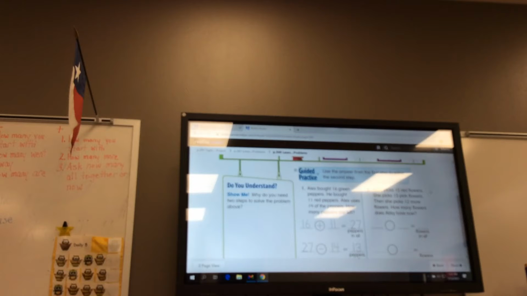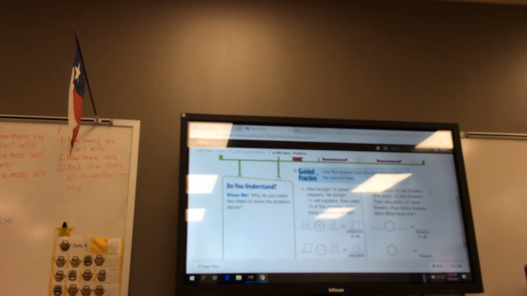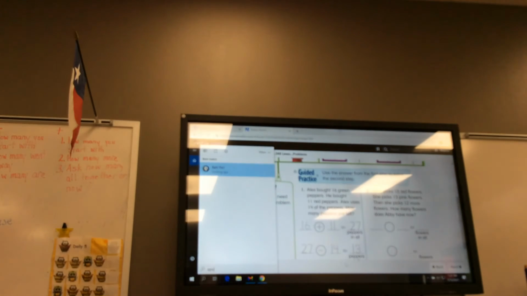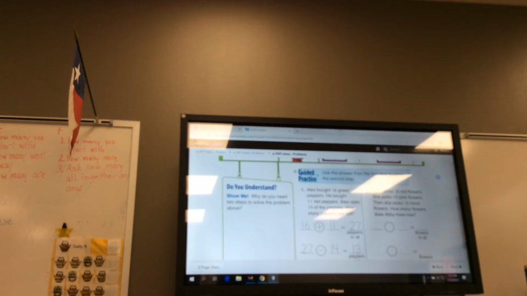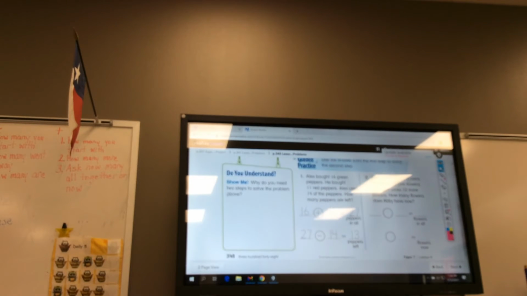Okay, even if you're not finished with the do you understand box, go ahead and look at number 1 with me, please. I know they've already solved it, but I want us to go over our two-step method and our cubes method together. Okay, let me grab a pen here. All right, it says use the answer from the first step to solve the second step. All right, so let's look.